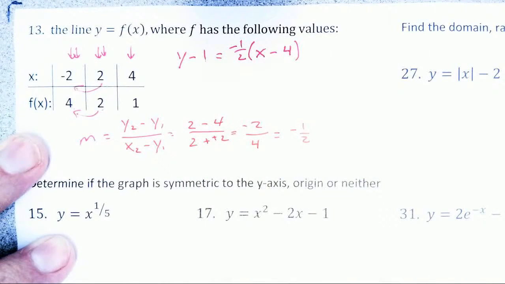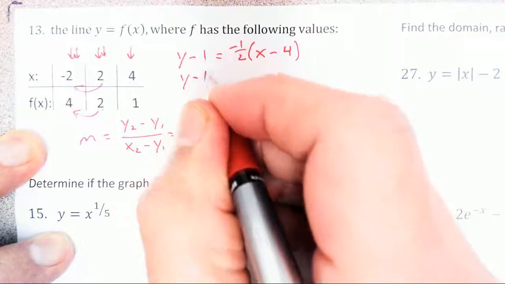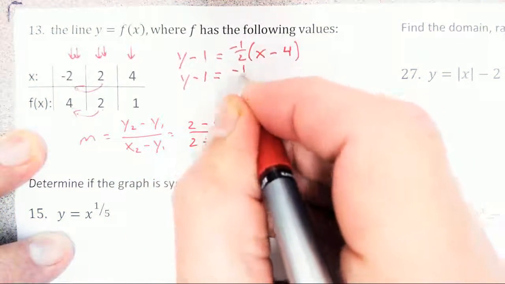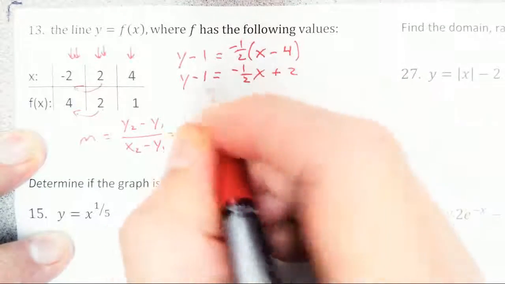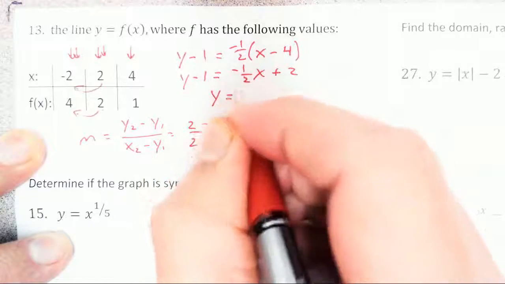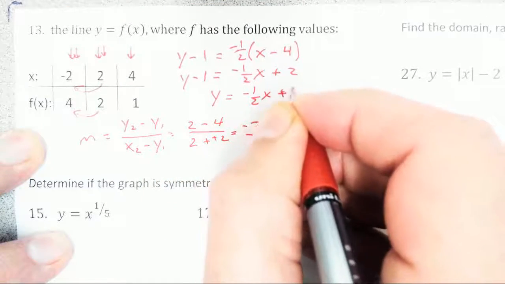And there we go, I got my missing puzzle piece. Distribute, y minus 1 equals negative 1/2 x minus negative 1/2 times 4. I'm going to add 1 to both sides, and I get y equals negative 1/2 x, adding 1 plus 2, 3.